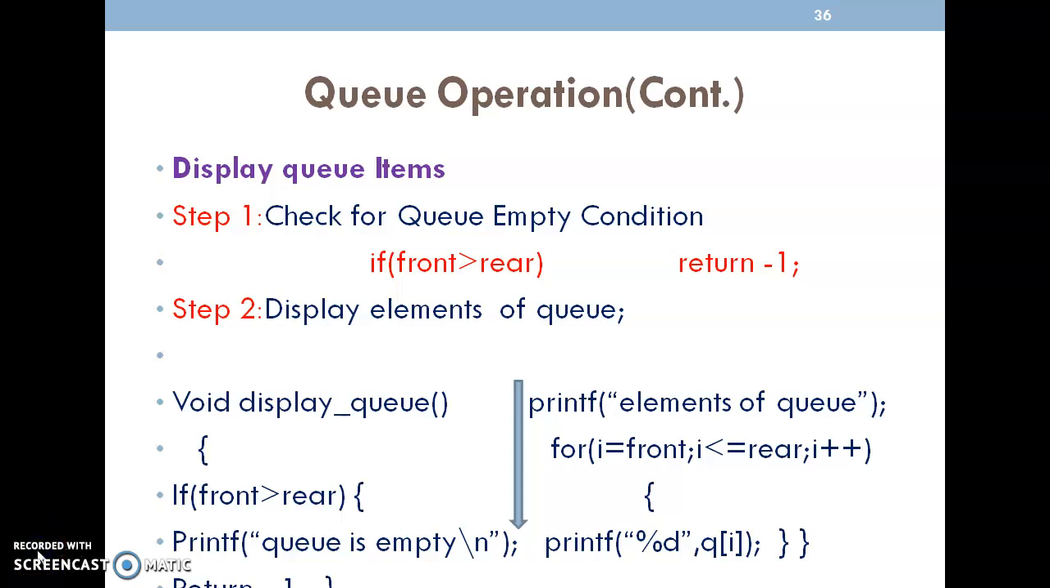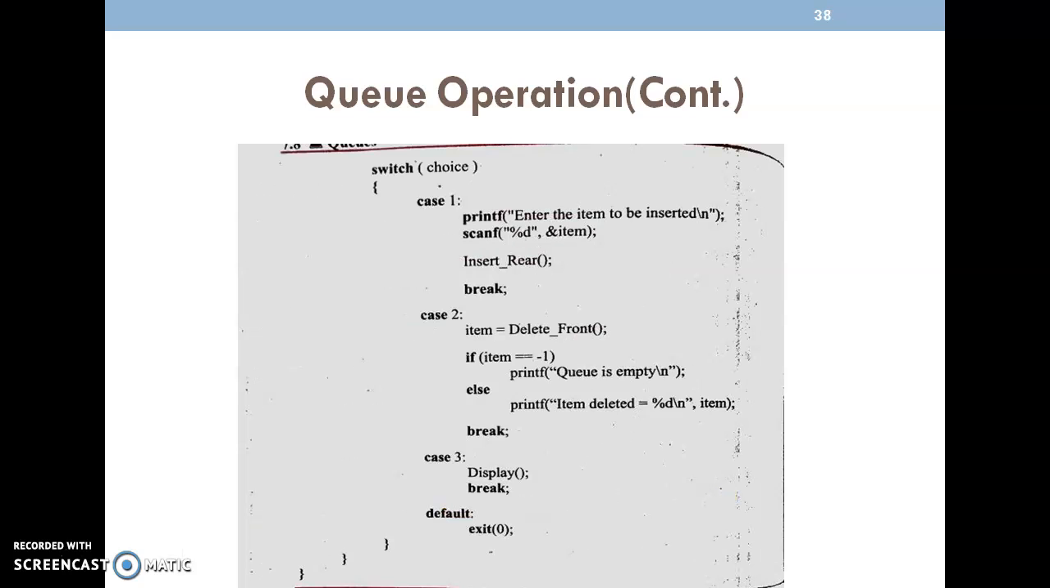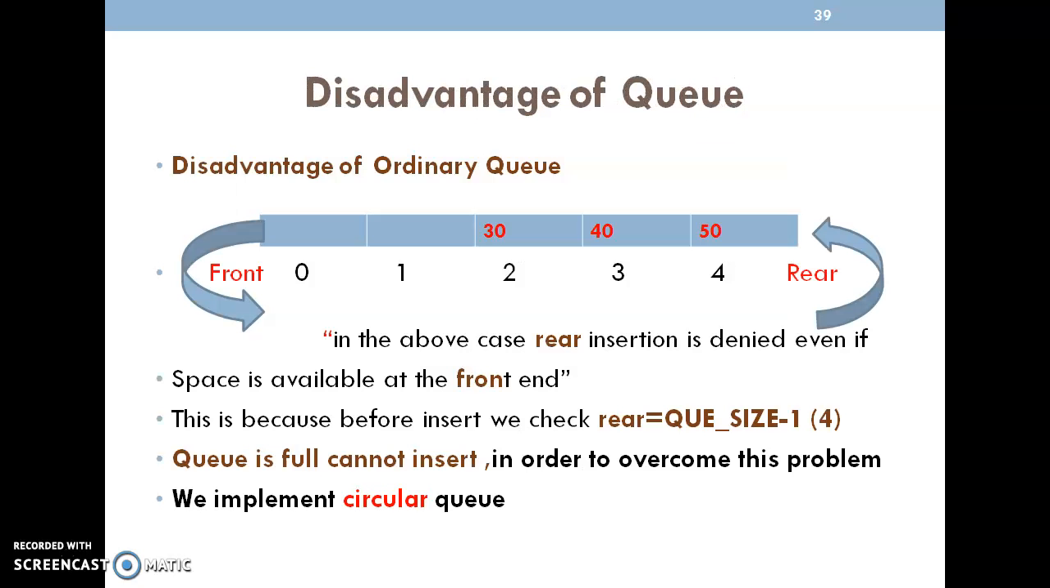Then we have seen calling all three functions in the main function by using switch. In the switch we read case 1 for insert, case 2 for delete, case 3 for display. Then what are the disadvantages of an ordinary queue?